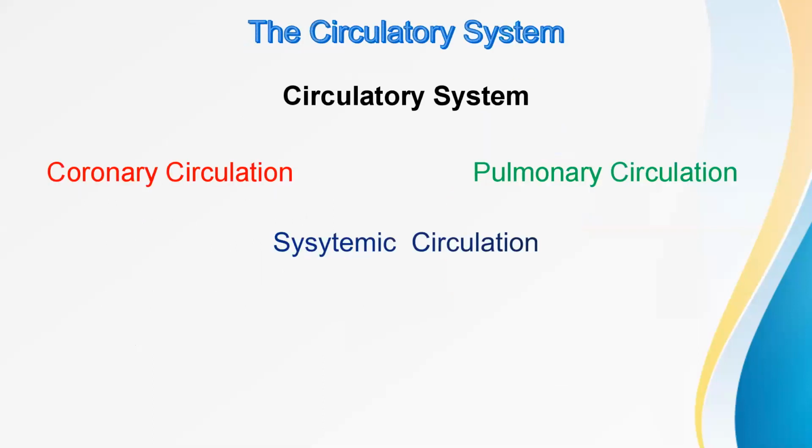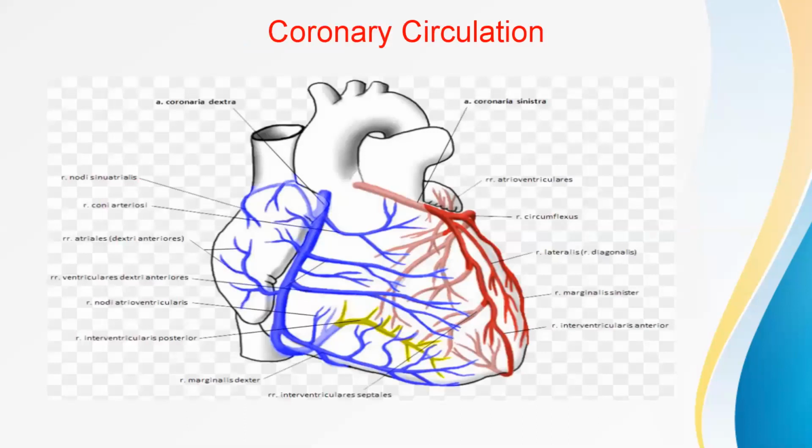Normally, the circulatory system has three sections. One is coronary circulation, second one is pulmonary circulation, and third one is systemic circulation. When we talk about this coronary circulation, normally the heart has its own blood vessels because it is an organ. So the heart has its own blood vessels that supply the nutrients and oxygen to work.